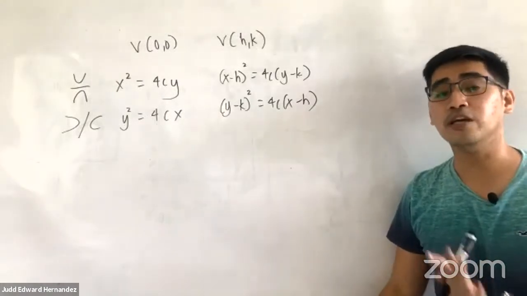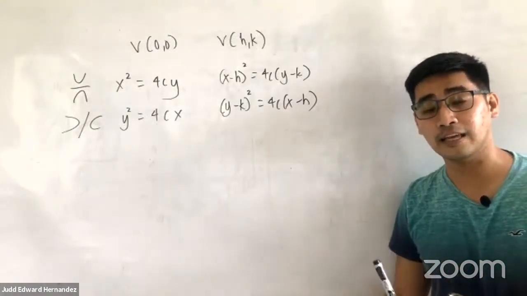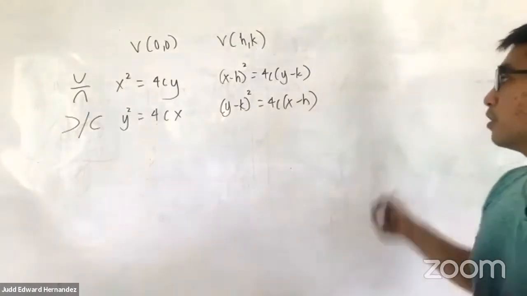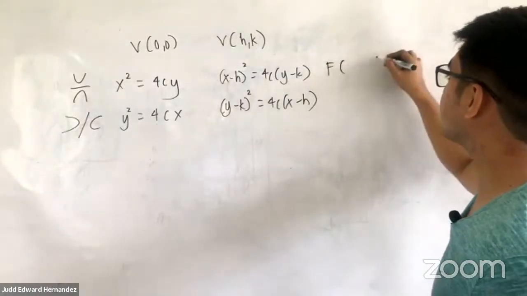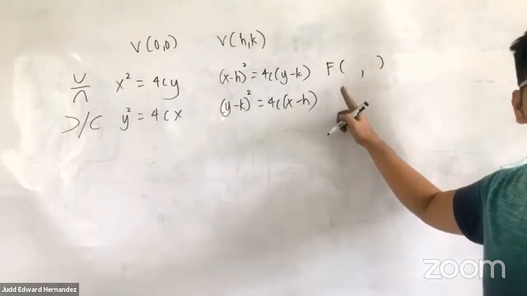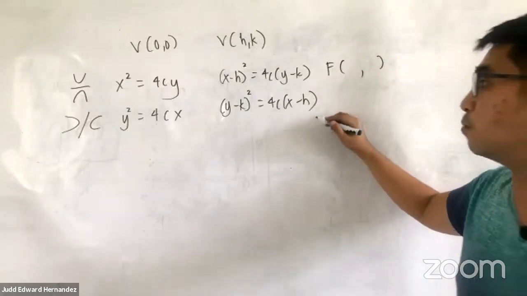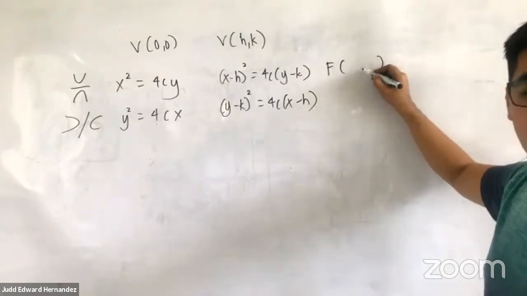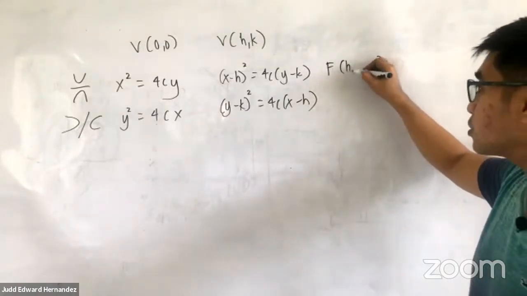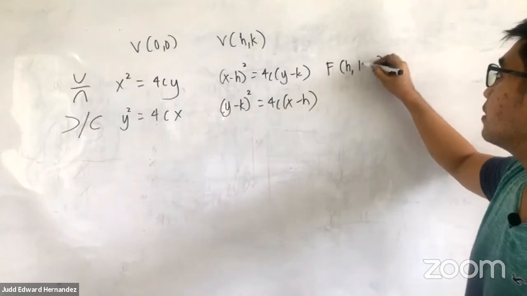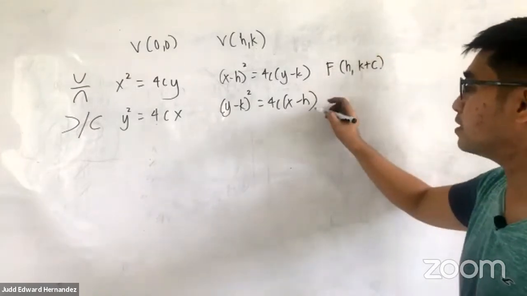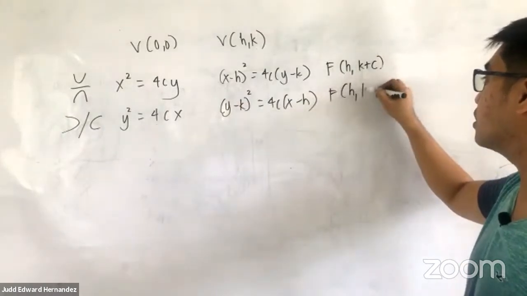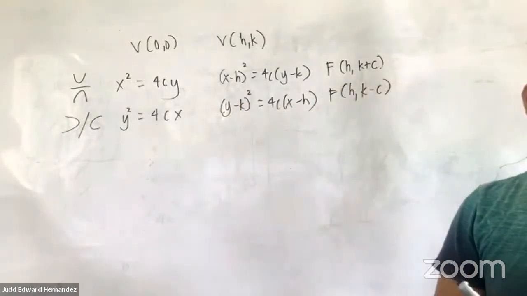Okay, tatandaan mo, hindi dapat yon yung formula natin in order for us to solve for the focus. Huwag kang malilito. Therefore, what will be our equation for the focus if it is opening up or down? This becomes (h, k plus c). And if it is opening to the left or to the right, our focus would be (h, k minus c).